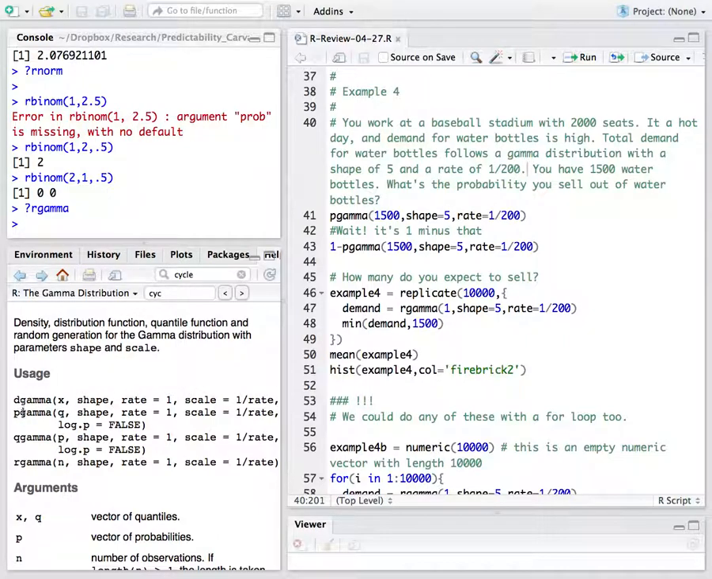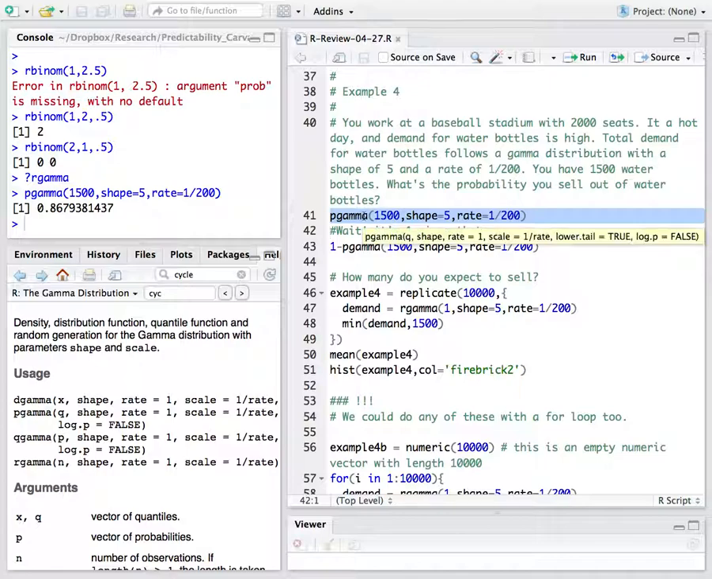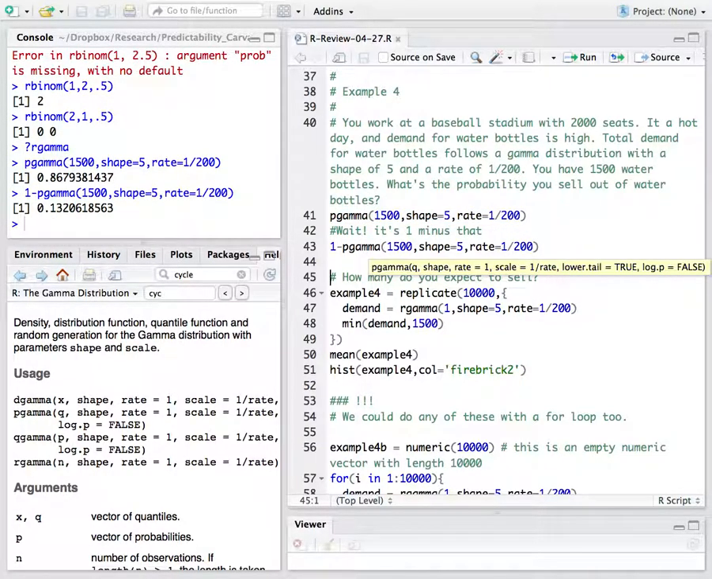However, we still have the d, p, and q functions like we did for the normal distribution with p norm and q norm. So if we really wanted to, for the probability, we could just ask for p gamma, integrate up to 1,500, and we'll give it the shape and the rate. Those are the 2 parameters for a gamma distribution. You don't have to worry too much about what they mean, but for your homework, you do need to know how to plug that into one of the gamma functions, which I show here. Remember that this integrates up to, so there's an 86% chance that we have enough water bottles, and a 13% chance that we don't.